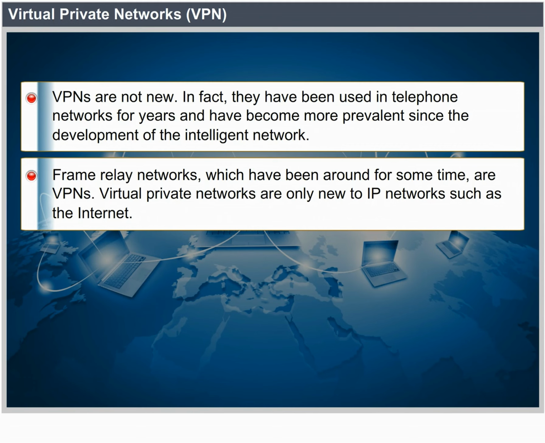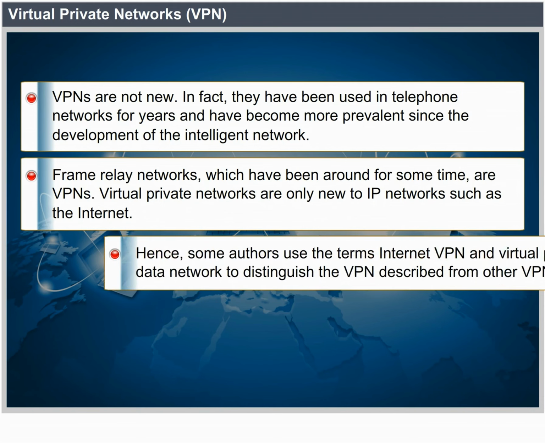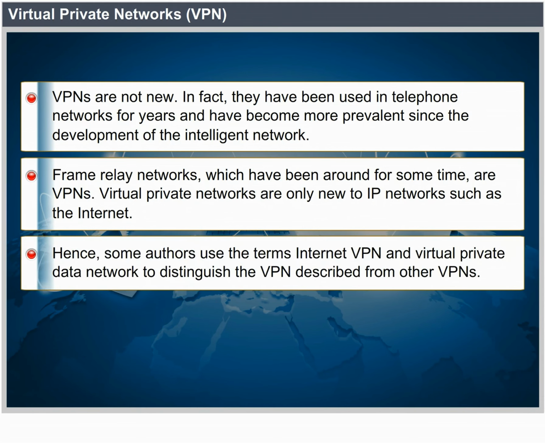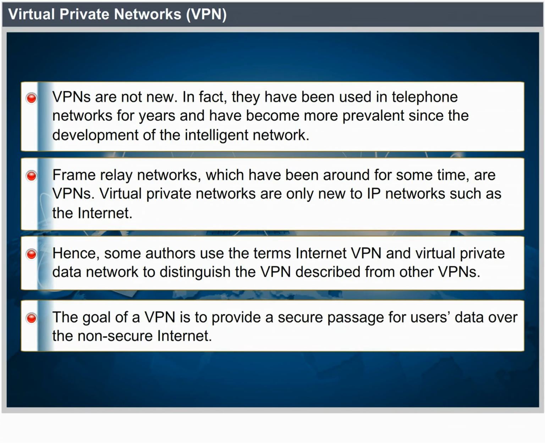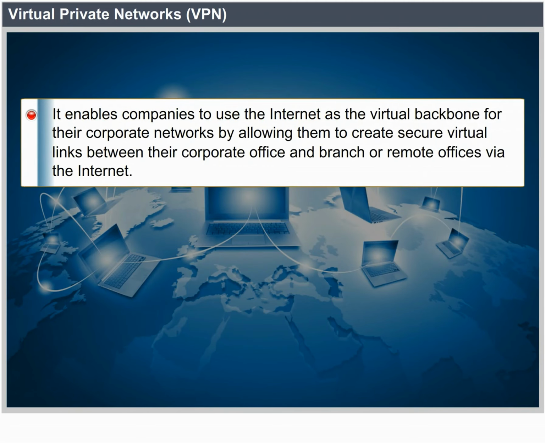Therefore, some authors use the terms Internet VPN and Virtual Private Data Network to distinguish the VPN described from other VPNs. The goal of a VPN is to provide a secure passage for users' data over the non-secure Internet. It enables companies to use the Internet as the virtual backbone for their corporate networks by allowing them to create secure virtual links between their corporate office and branch or remote offices via the Internet.